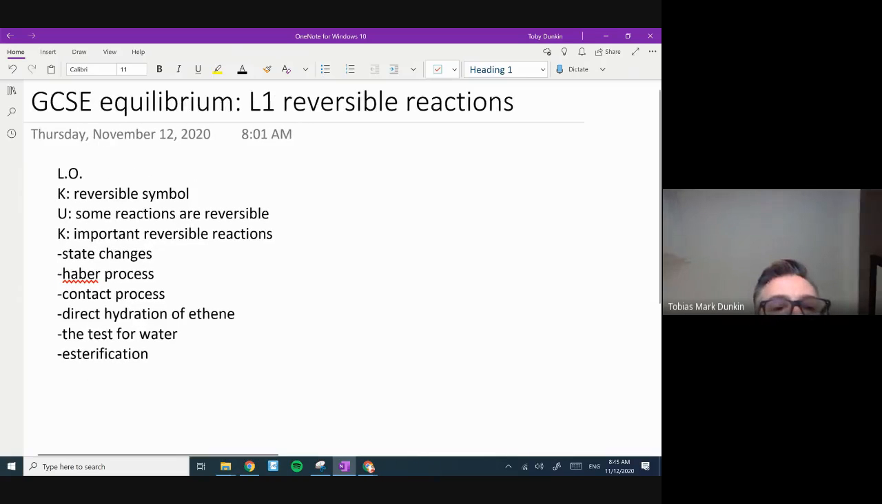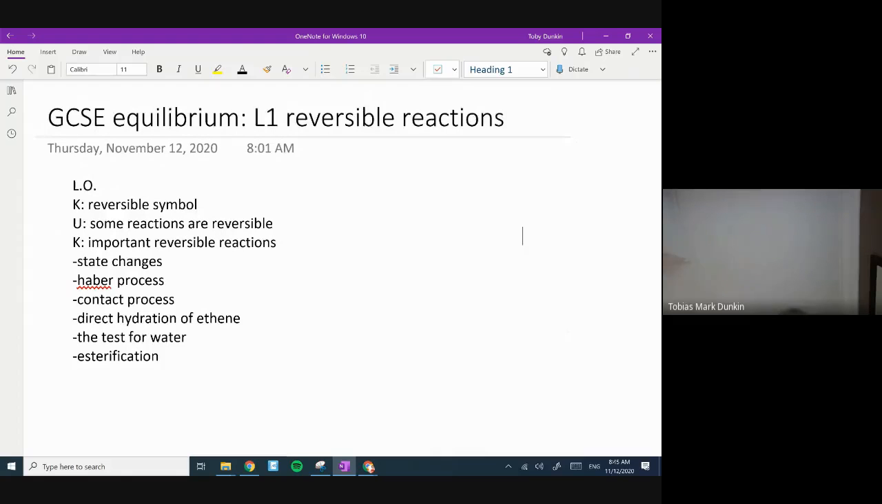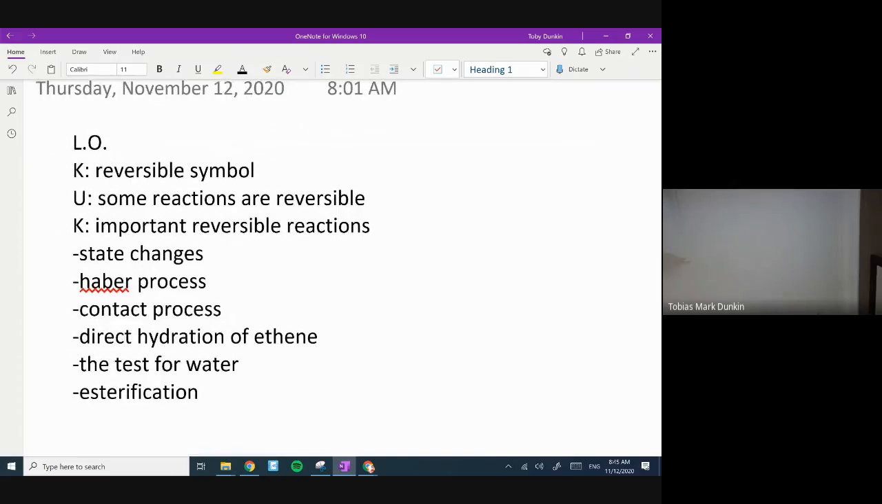Okay, guys. So today's lesson is GCSE Equilibrium Lesson 1, and Lesson 1 is Reversible Reactions, and you can see the learning objectives. So we've got 3 learning objectives today, but there are these extra tack-ons that I need you guys to recognize. So the first learning objective, I just need you to recognize the reversible symbol. I'm pretty sure everyone in the classroom can already do this, which is good. Yeah, the next one is understand that some reactions are reversible.